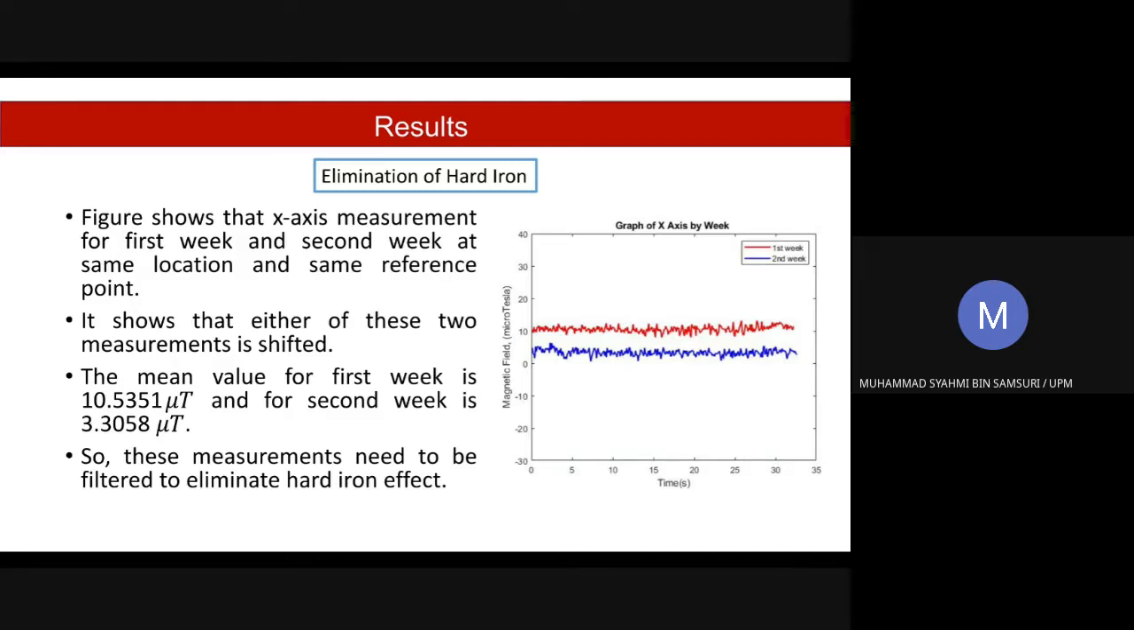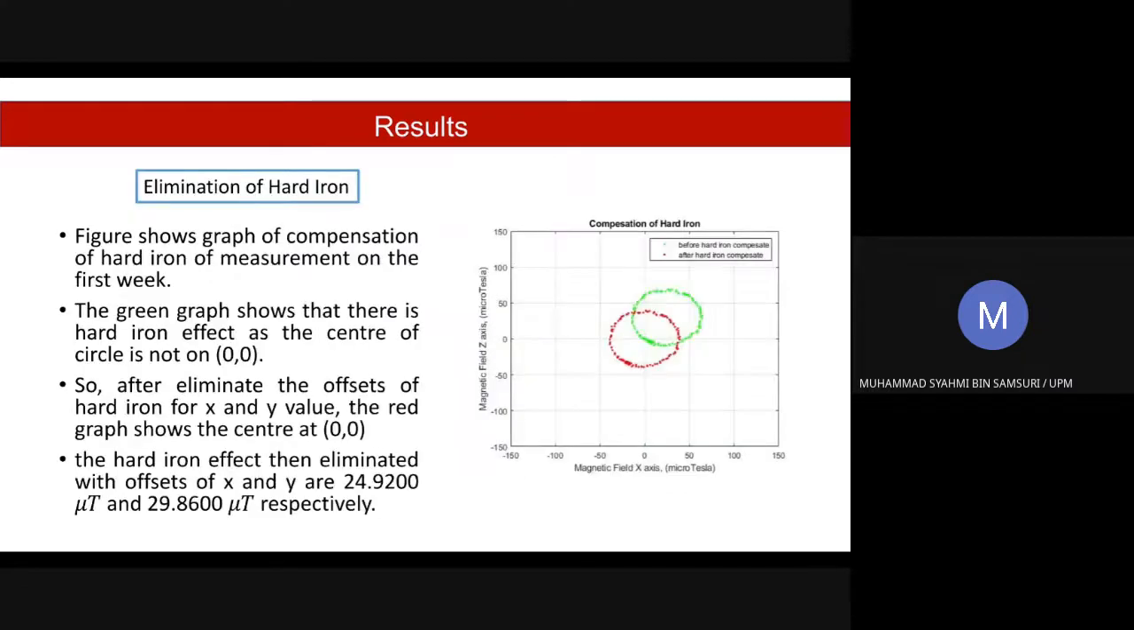It shows that the two measurements are shifted, because they should be constant given the same reference and same location point. The mean value for the first week is 10.5351 microtesla, and for the second week is 3.3058 microtesla. So this measurement needs to be filtered to eliminate the hard iron effect.